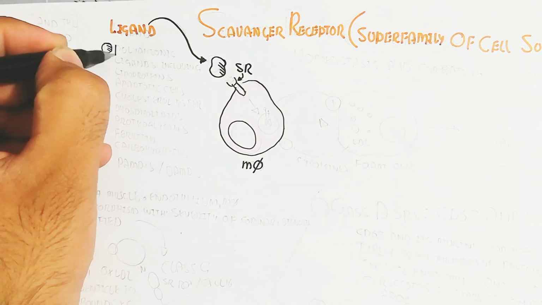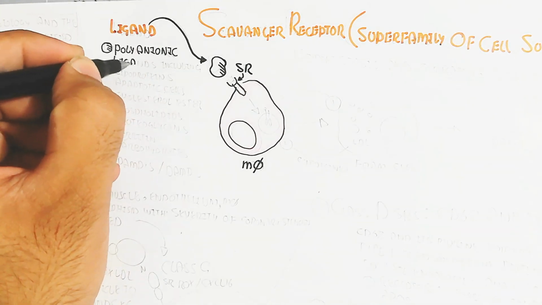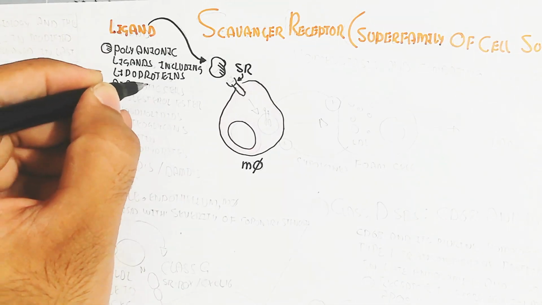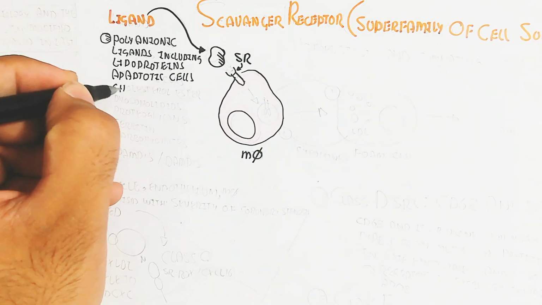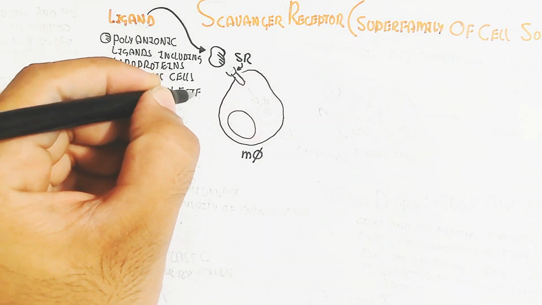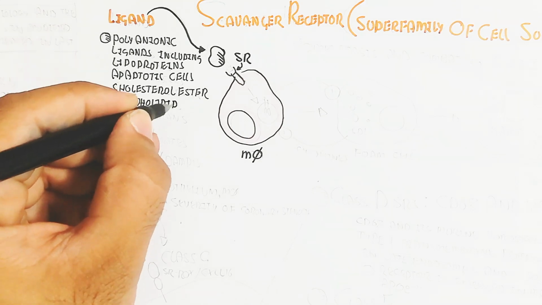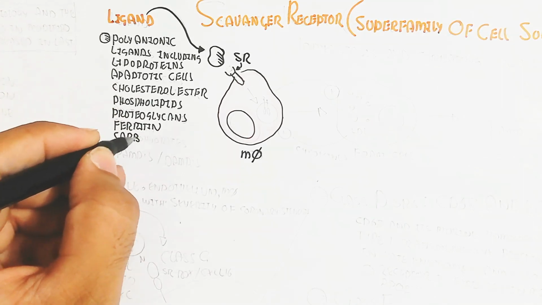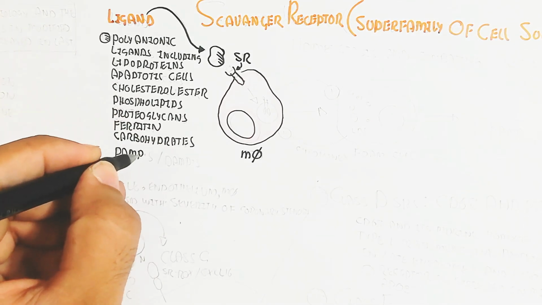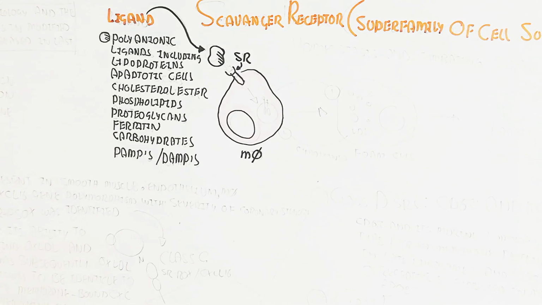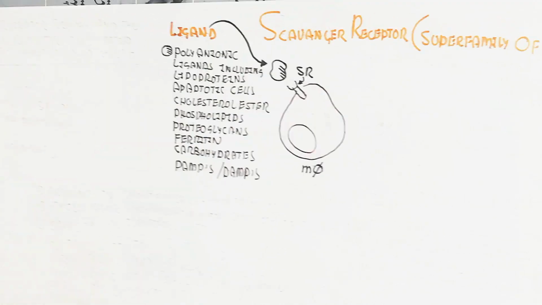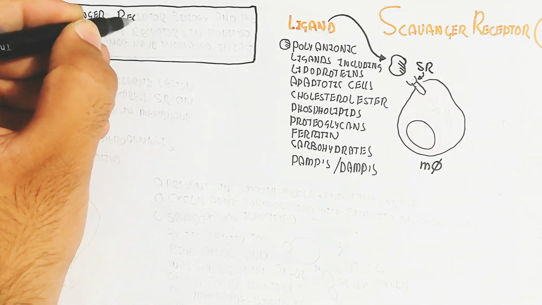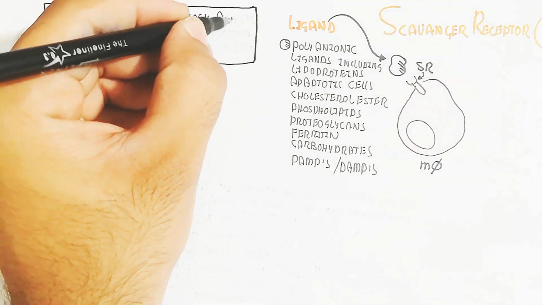polyanionic ligands, including lipoproteins, apoptotic cells, cholesterol ester, phospholipids, proteoglycans, ferritin, carbohydrates, pathogen-associated molecular patterns, and death-associated molecular patterns. All these ligands are polyanionic, meaning free radicals or oxidized lipids, oxidized phospholipids, or oxidized cholesterol. They will be endocytosed to clear this problem and clear the hypercholesteremia problem.